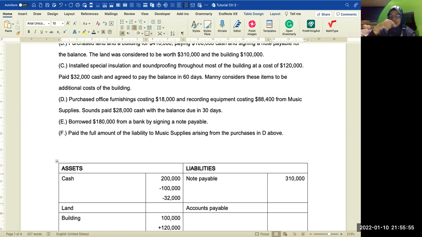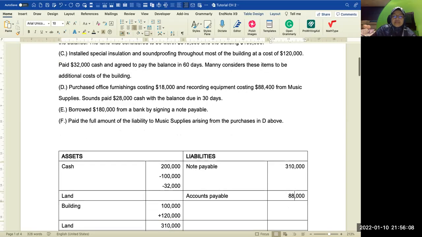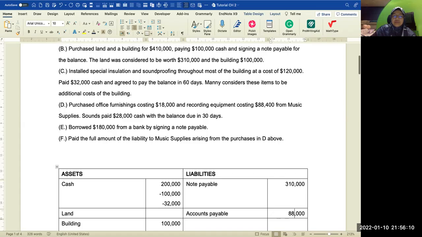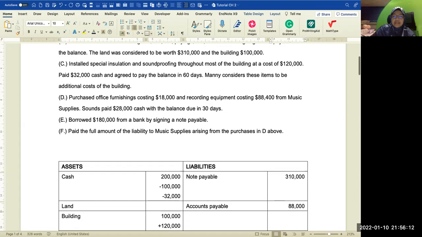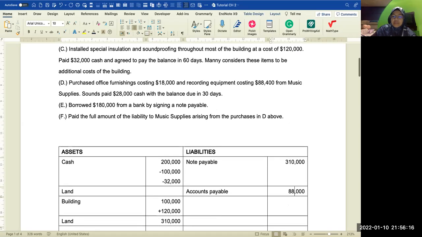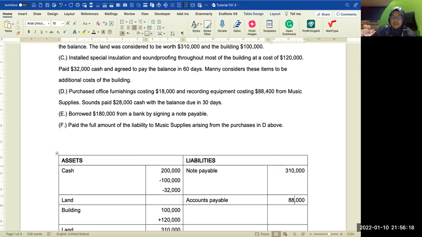Make sure next class you have your calculator in hand. The balance: 120 minus cash 32 is 88. All right, very good. 120 minus 32 is 88,000 in the form of accounts payable. Right, good. Hidayat, can you speak?